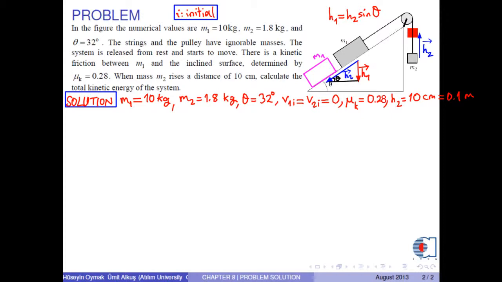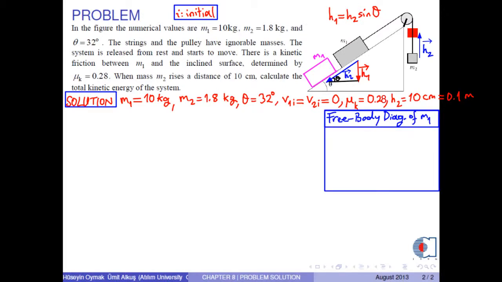In order to solve the problem, it is convenient and enough to draw the free body diagram of mass m1. We choose the appropriate coordinate axis as follows. We represent mass m1 by a big dot. After that, we draw all the forces acting on the body. The gravitational force acting on the body is a downward force of magnitude m1 times g. Here, it is important to decompose this force on the x and y axis.